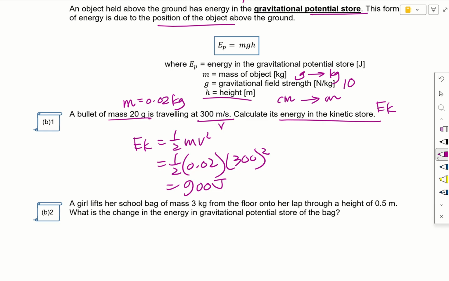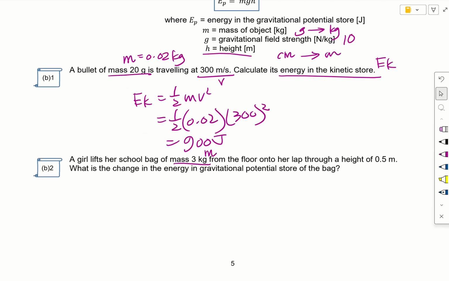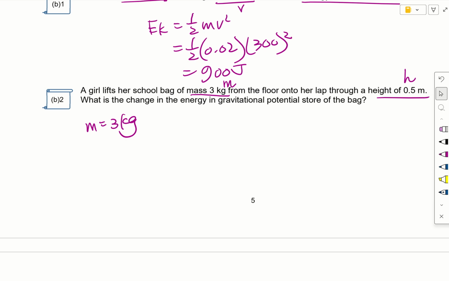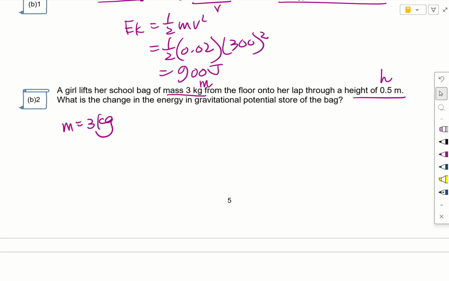Okay, so very simple. Now a girl lifts a school bag of mass 3 kg, so this is m. Because 3 kg is already in SI unit, we don't need to change anything, so m equals 3 kg. From the floor onto her lap through a height of 0.5, so this is our h. Again, SI unit already, so we don't need to change anything. So what's the change in the energy in gravitational potential store? So it's being raised from the floor.